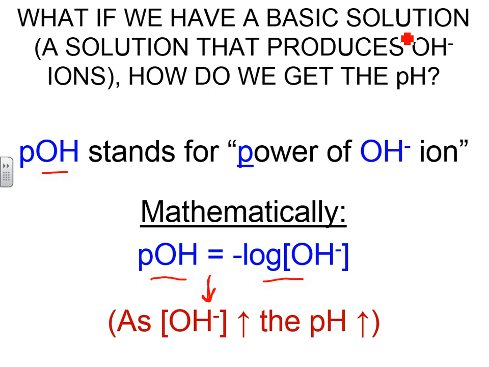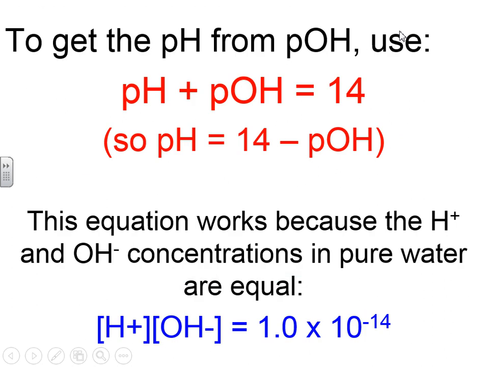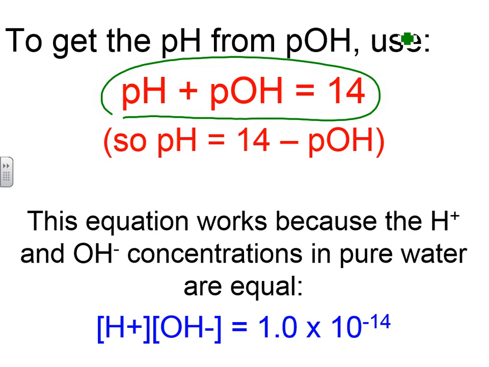Now, how do you get from pOH to pH? That's the next question. And we do that through this simple equation: pH plus pOH equals 14. So if you have your pOH, to get the pH, you simply subtract pOH from 14. We'll do a few examples here in a minute.